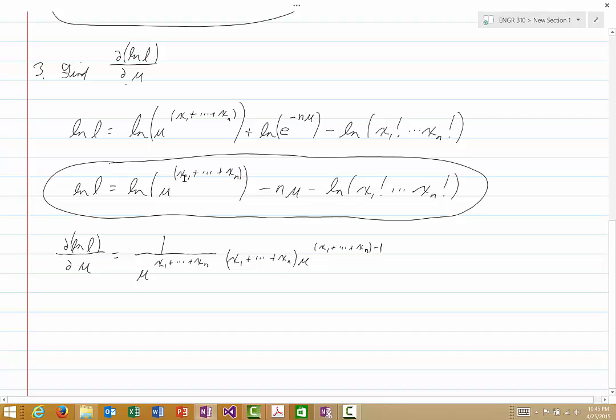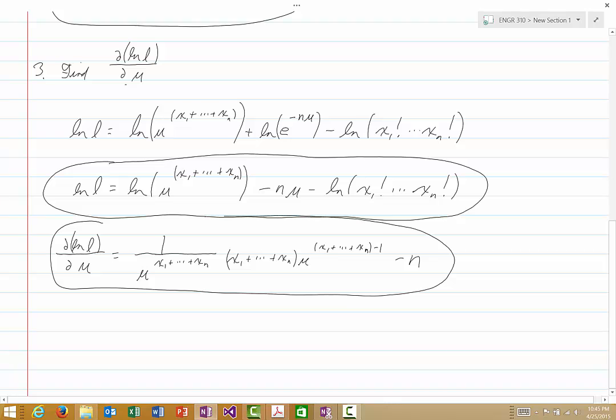And that completes the process of taking the derivative of this first term with respect to mu. Now, taking the derivative of the second term with respect to mu is very easy. This is just minus n mu, and when we take the derivative of that with respect to mu, we just get minus n. And then taking the derivative of the last term with respect to mu is the easiest of all, because there's no mu there at all, so the derivative of that last term with respect to mu is 0. So this is our final answer for step 3.